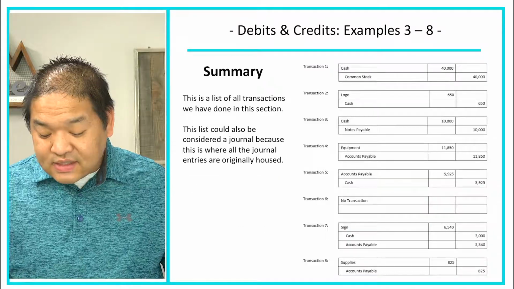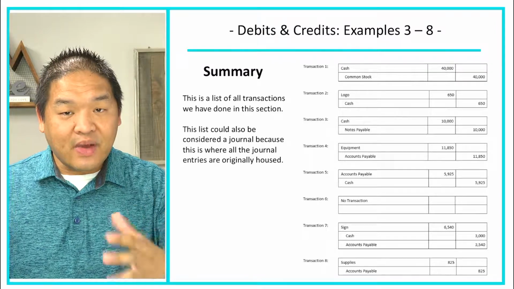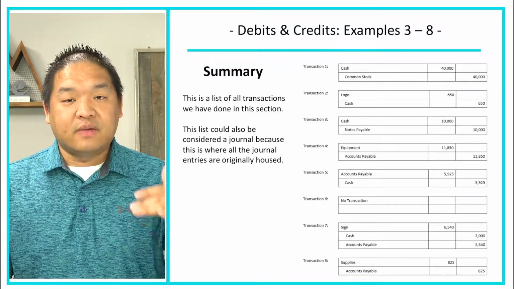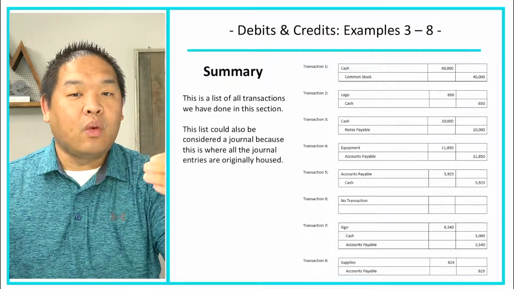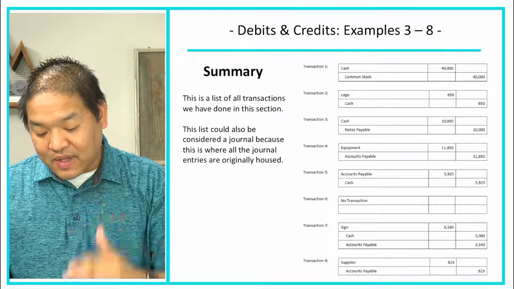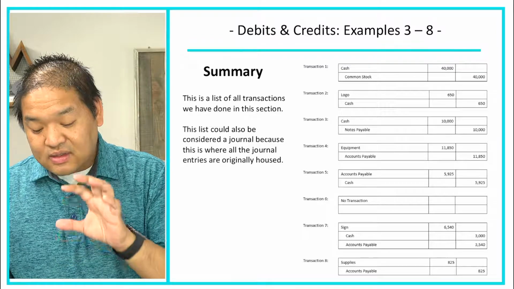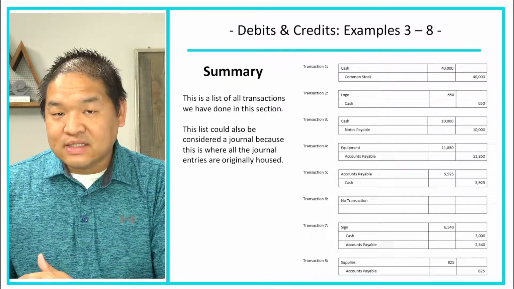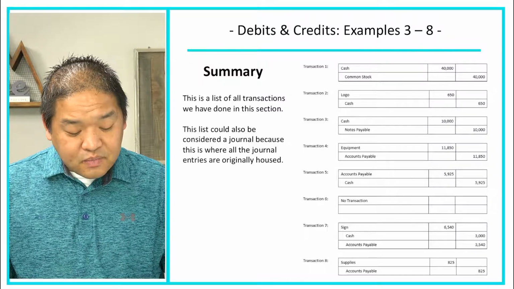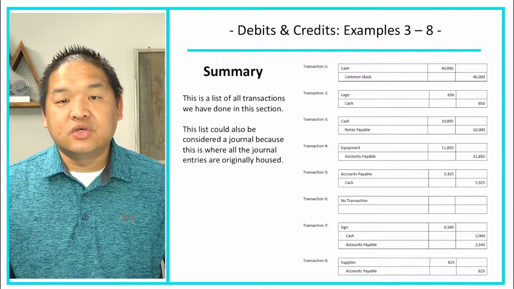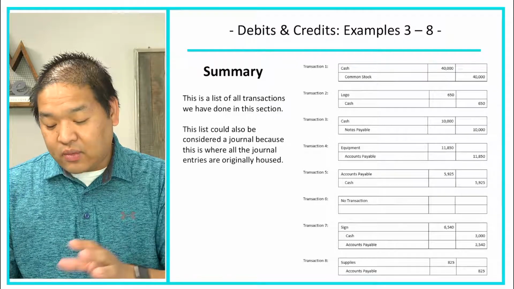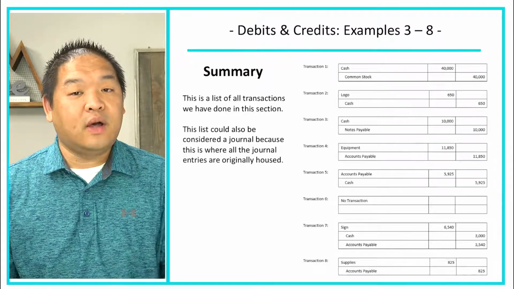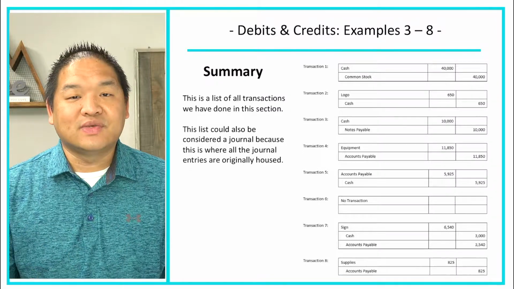So that is us looking at examples 3 through 8. Here is a summary of all the transactions that we did from top to bottom, from example 1 that we did in the last lesson to example 8 that we did in this lesson. These are all the transactions. You're going to need to know them because as we go into the next lesson, we'll talk about how we post them to what we call T accounts, and we're going to need these entries in order to be able to do that. So hope you enjoyed this walkthrough of the journal entries, and we'll see you in the next video.